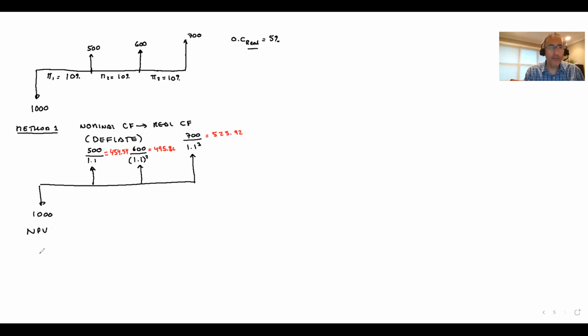I can compute my internal rate of return real. Okay, so I will write this real just to be sure that we understand what we're doing. So if we do this, then my net present value is going to be, as usual, 1,000 plus 454.54 divided by 1.05, plus 495.86 divided by 1.05 squared, plus 525.92 divided by 1.05 cubed.